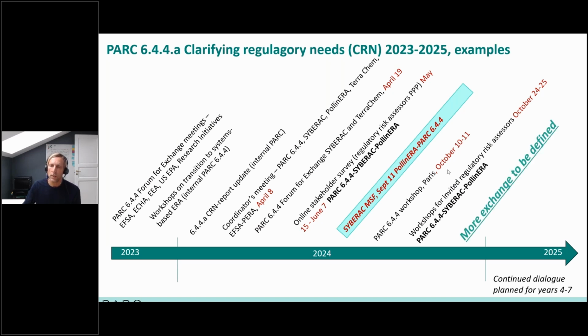But we will see a need for more exchange to be defined between the projects and with stakeholders. In PARC 644, we also have deliverables to think about: we will update the clarifying regulatory needs report. And somewhere during 2025, we will have the first official deliverable outlining a problem description based on the knowledge gained from all the stakeholders, but also some proposed ways forward. The idea is to continue the dialogue for year 4 to 7.